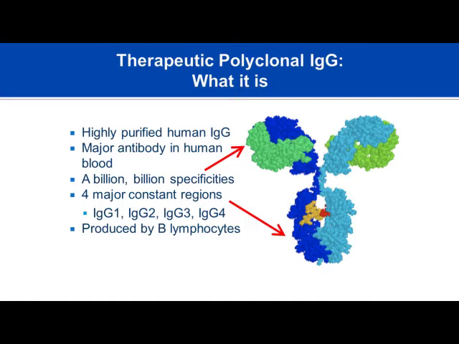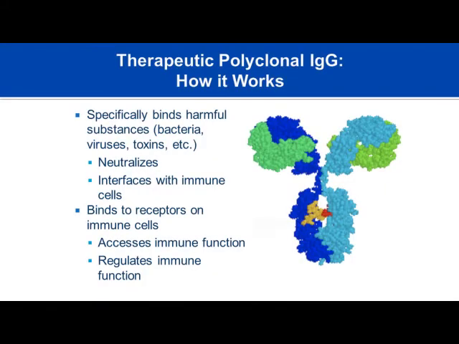Antibodies, including IgG, are produced by B cells. These are lymphocytes of the immune system that serve as the factories for antibody. So the next question becomes, how does IgG work? And I'll cover that in the next two slides. It works in a variety of mechanisms to protect us from our environment, to keep us healthy.